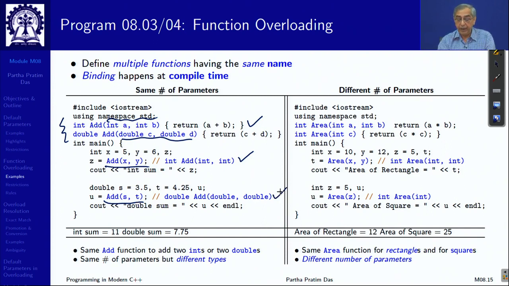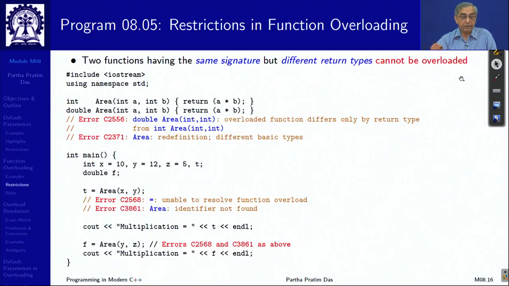Here I have an example of an area function where one has 2 parameters and one has 1 parameter. So, naturally, one is computing for a rectangle, the other is for a square. So, once I do x y, it will call the first function. If I do this, it will bind to the second function. That is the whole idea of polymorphism, static polymorphism, or function overloading.